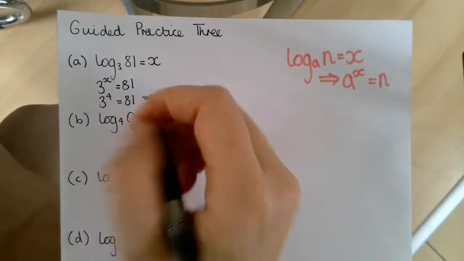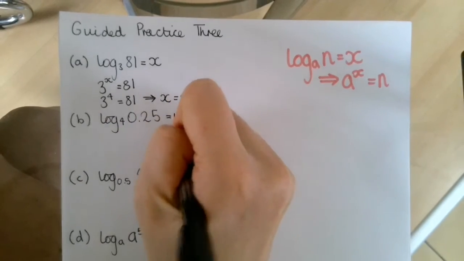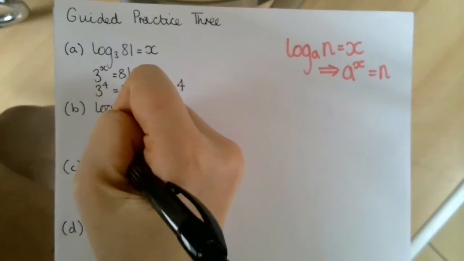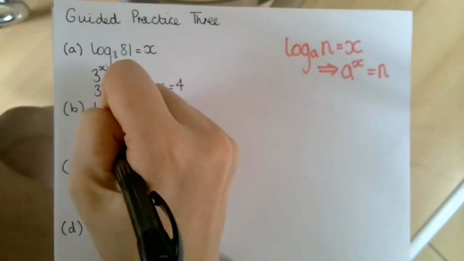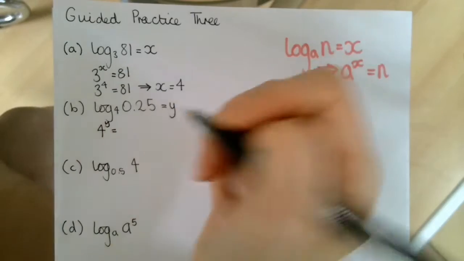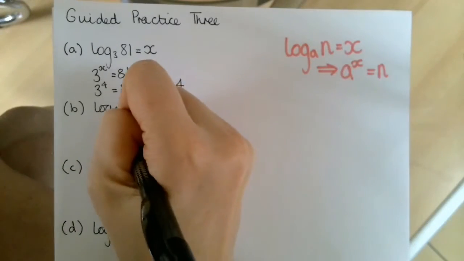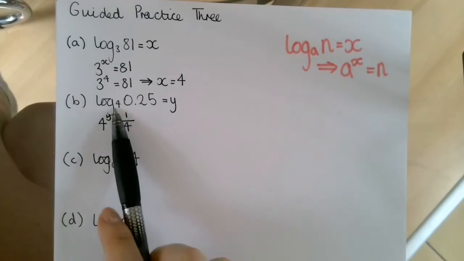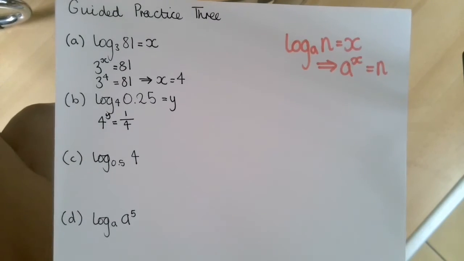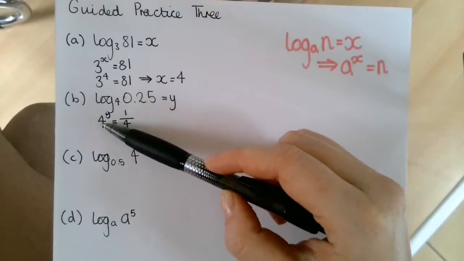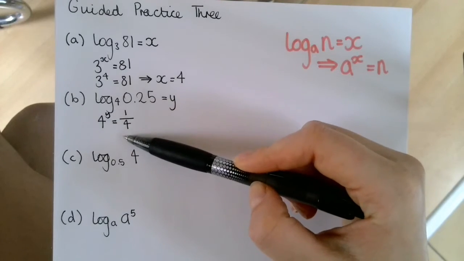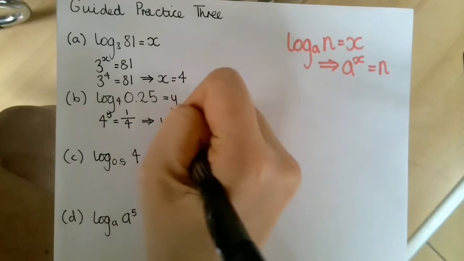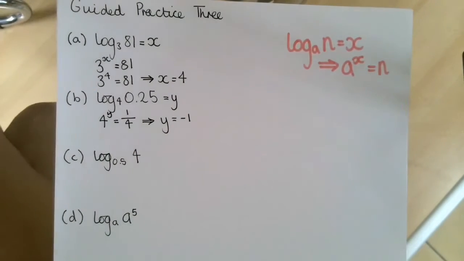Again, for the next one, I'm going to set this one equal to y now. So we're trying to work out base 4 to the power of y is equal to 0.25. I'm going to rewrite that as a fraction, and we should be able to see, using our laws of indices, what our value of y is going to be. We've done 4 to the power of y, and we've got the reciprocal of 4, so y must be equal to negative 1.